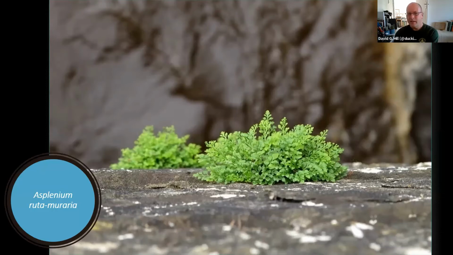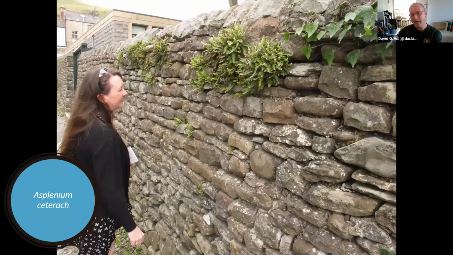Another one, this is rustyback, Asplenium ceterach. So again, this is showing its typical habitat. It's actually quite difficult to find it in the wild, certainly in the UK, outside of an urban environment or a man-made structure. So walls are ideal places for looking for Asplenium ceterach.